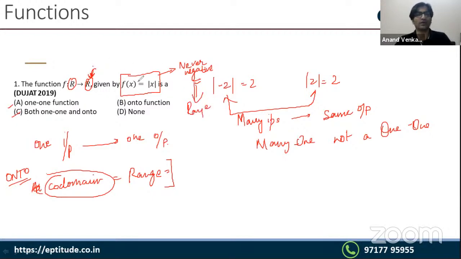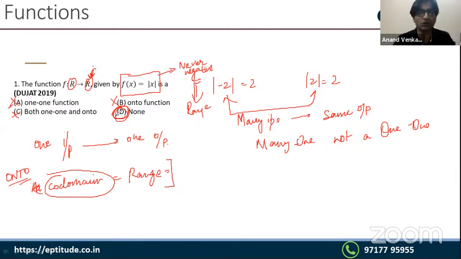And clearly codomain and range are not the same. So this is also not onto. So if it's not onto, it's not 1-1, then the answer I'll mark is option D. It is neither of the mentioned choices. Right? Does that make sense to everybody? All of my viewers who are logged in?